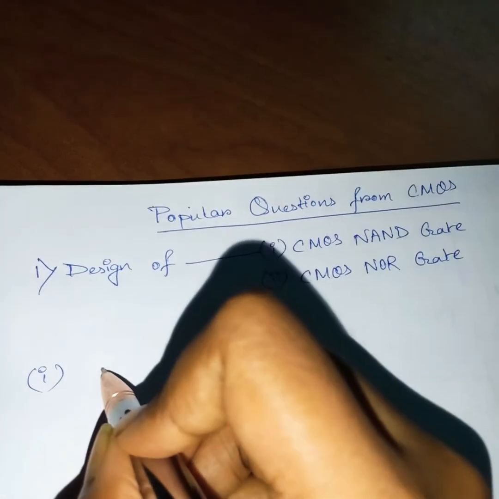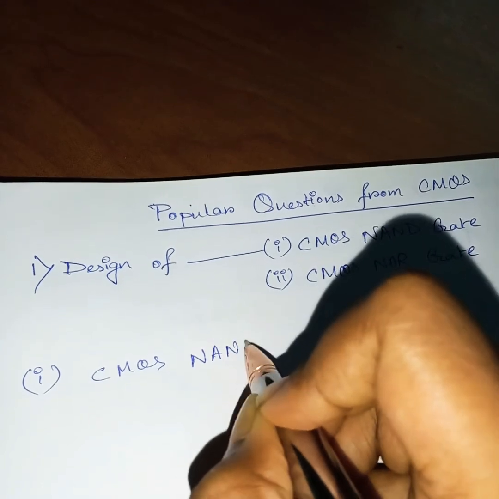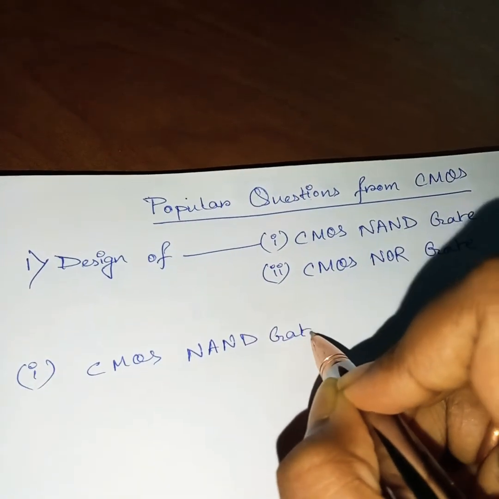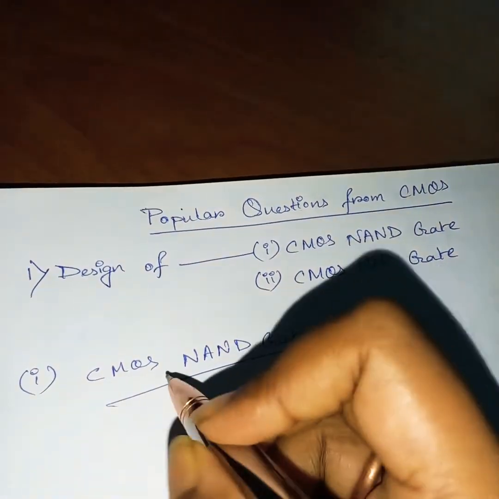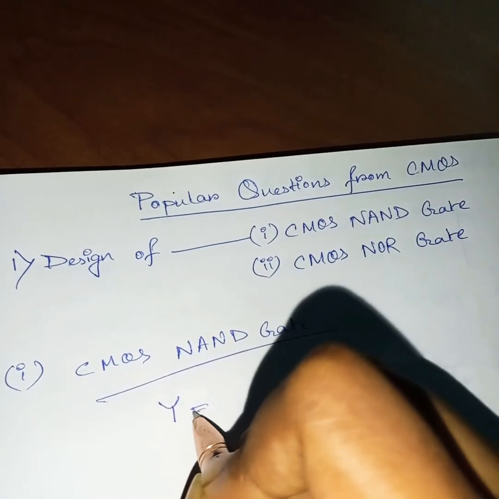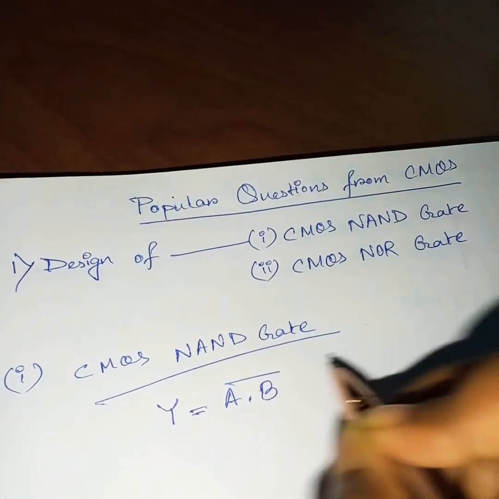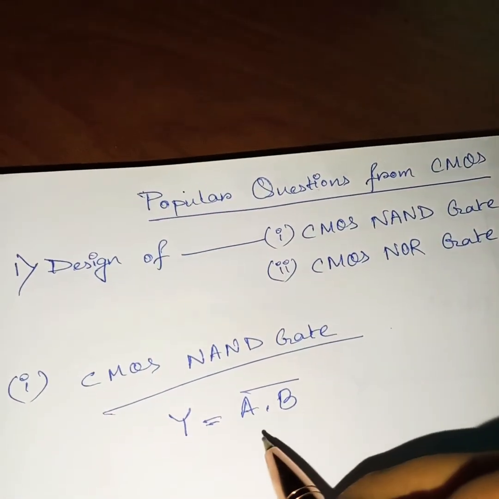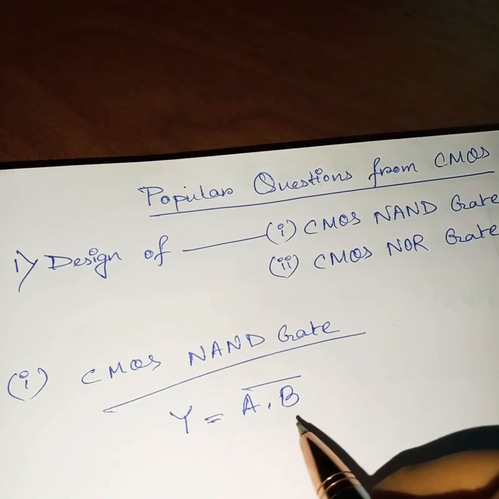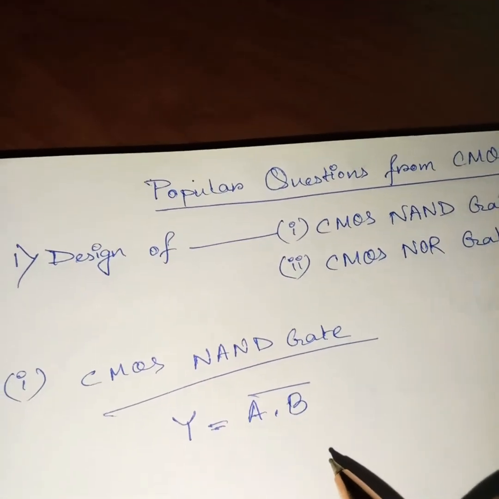So first we'll be talking about CMOS NAND gate. So we know that NAND gate means what? Let's say output is Y. Let's say inputs are A and B. So this will be the equation Y equals to A dot B whole bar. So this is the equation for NAND gate.